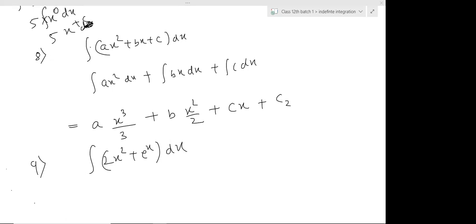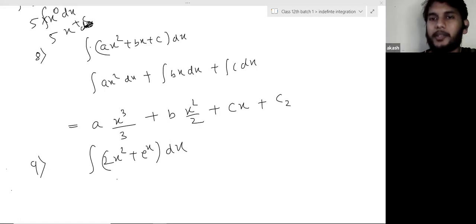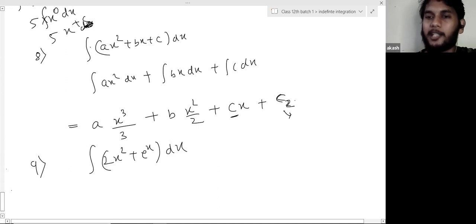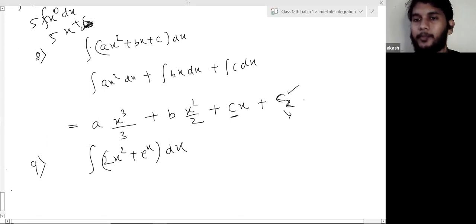Sir, in the 8th question, where did the c2 come from at the end? That is the constant of integration. Instead of writing c, because I already have c here, so that there is no confusion, I can write c2. This is the constant of integration, right? In sin x plus c cos x, that c I wrote as c2. Or we can write c1. All right, no worries.